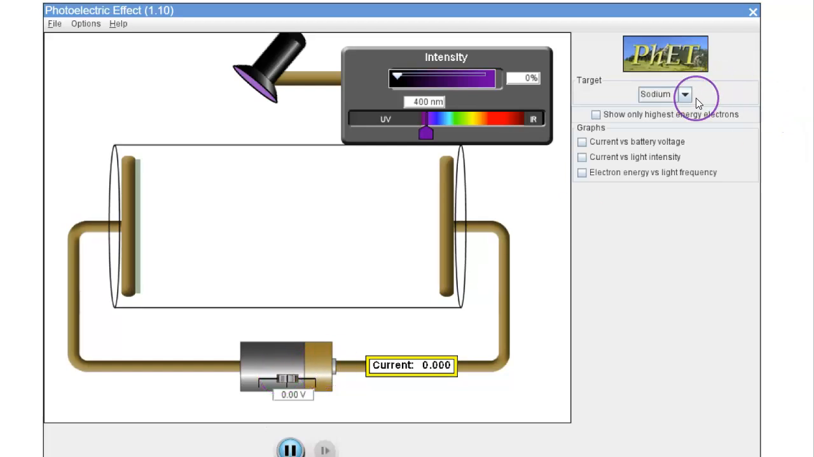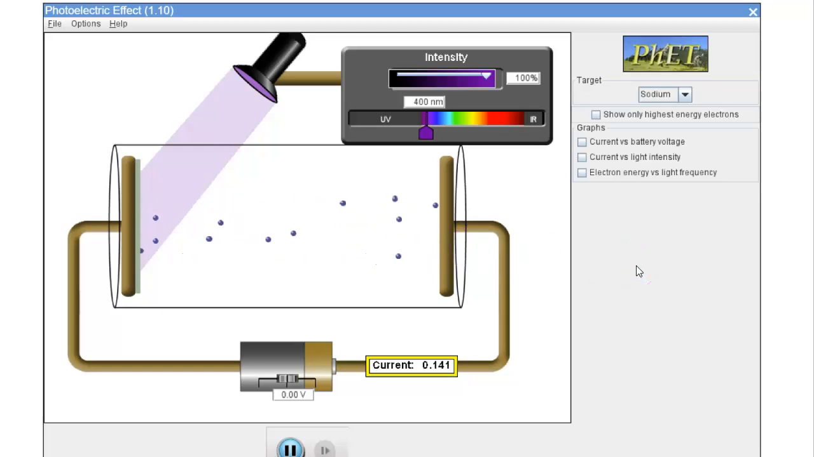Now, let's leave this as sodium. And what we want to do, like we saw in the graph in the notes that we just saw, is explore the relationship between the current, aka the photocurrent, and the voltage of this source here. So let's turn our lamp on, let's put that to 100% intensity, and we've noticed we've got some electrons coming out.